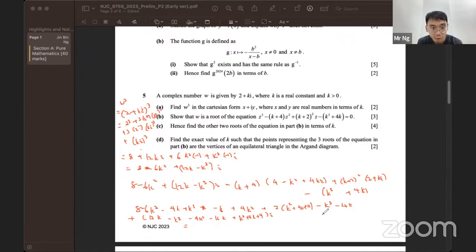Okay, and now look at the k square. Minus 6k square plus 4 become minus 2, minus 2 plus 2k square, then no more already. And now look at the k. Again, minus 4k, then plus 8k, then minus 4k, so no more already, so 0. After that plus this one, highest power k cube.